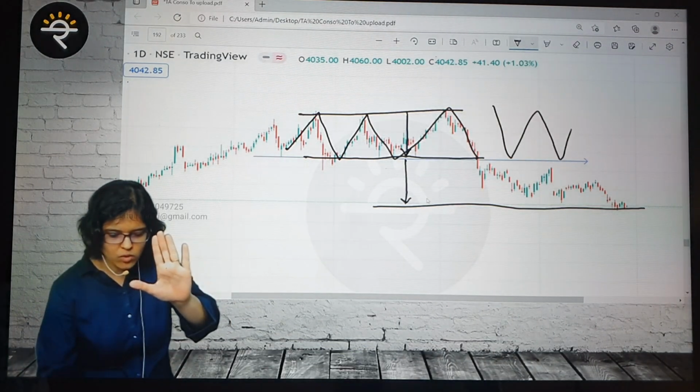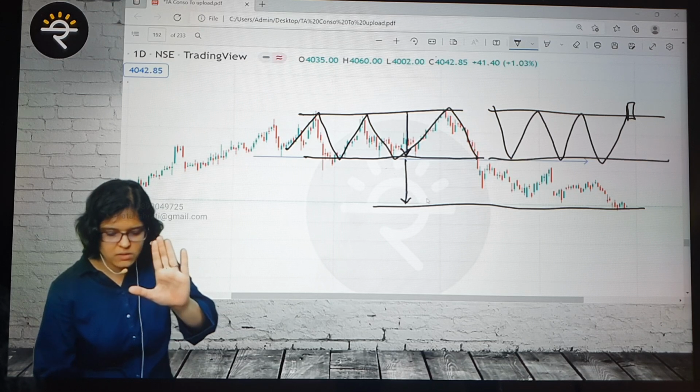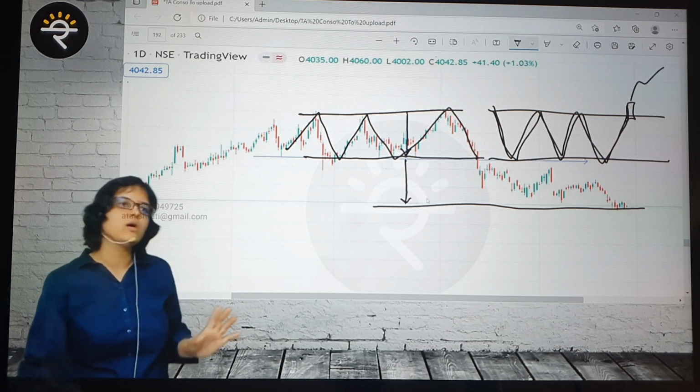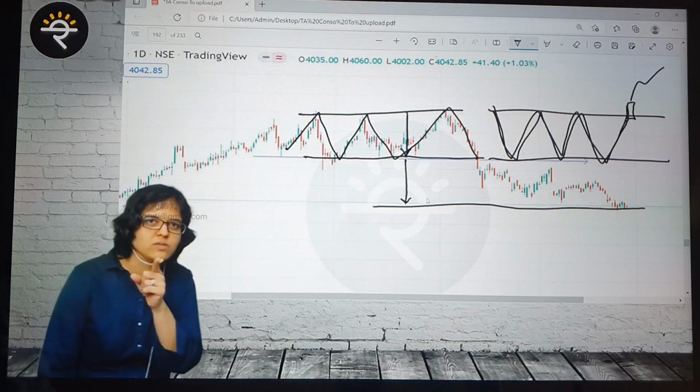1, 2, 3 and breakout. Who can tell me what is this? Sideways trend. Again sideways trend only, na? Sideways trend, but there's a breakout at the upper end. And that is why ideally price should go up. Now is the question. Let's answer this.